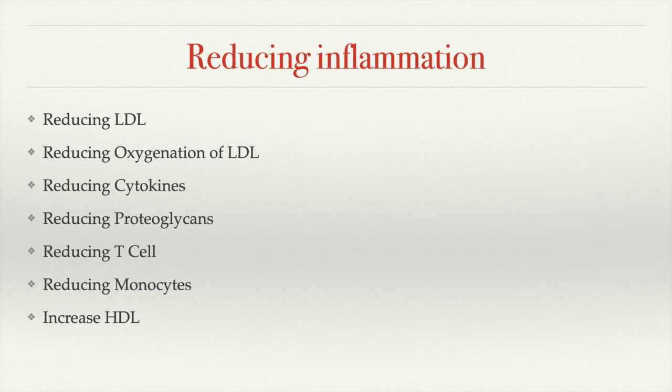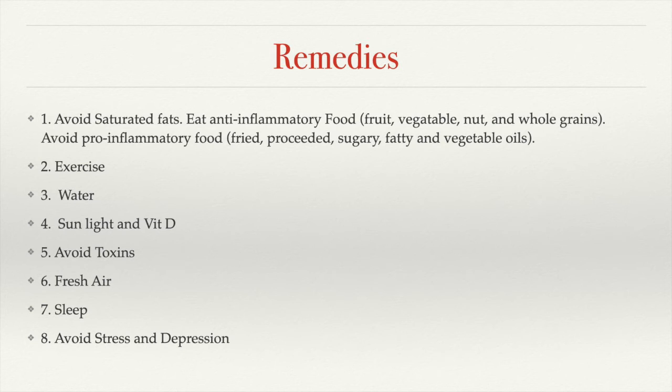Things we can do to reduce inflammation. Reduce our LDL cholesterol. Reduce oxidation of LDL. Reduce cytokines. Reduce proteoglycans. Reduce T cells. Reduce monocytes. Increase HDL. So how do we do this? By avoiding saturated fats, eating anti-inflammatory foods: fruits, vegetables, nuts, and whole grains. Avoid pro-inflammatory foods: fried food, processed foods, sugary food, fatty foods, and vegetable oils.